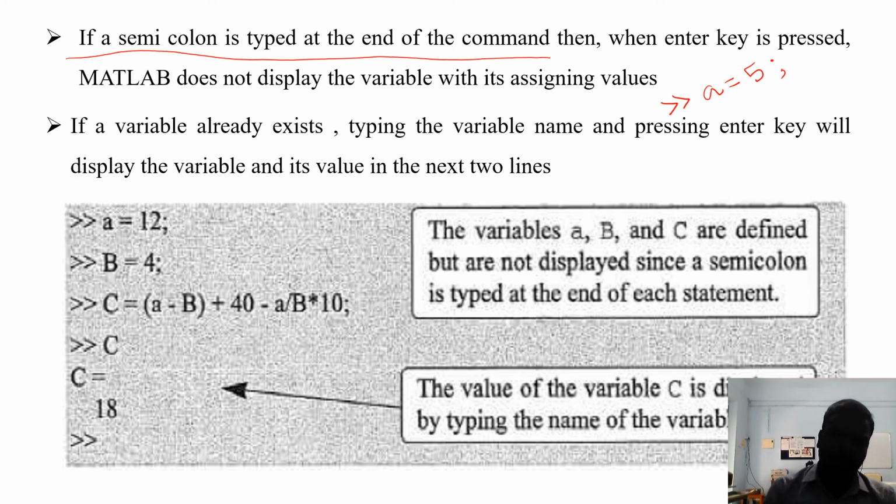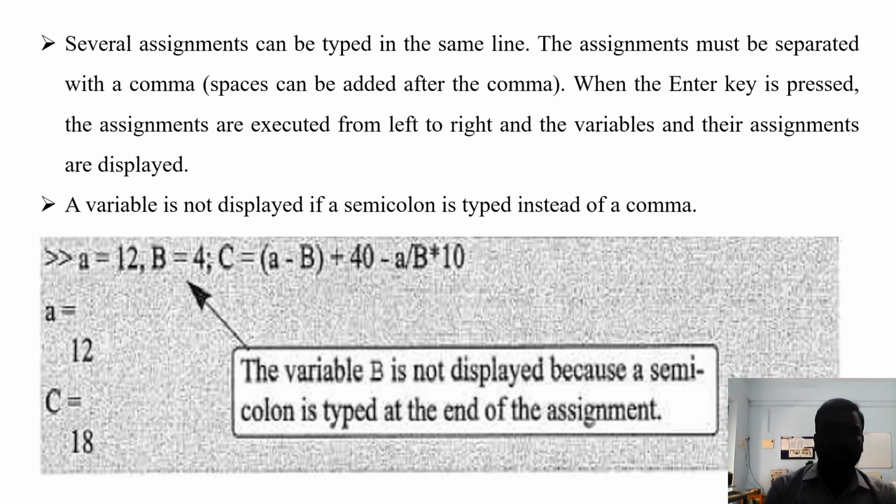For example, I take a equal to 12 here. Earlier, when we entered a equal to 12, it was displayed. Now I enter it ending with a semicolon, so the answer 12 is not displayed, 4 is not displayed, and c also ends with a semicolon, so after enter it is not displayed. Once again, I type the same name c after the command prompt symbol, then press enter, and the result is displayed.